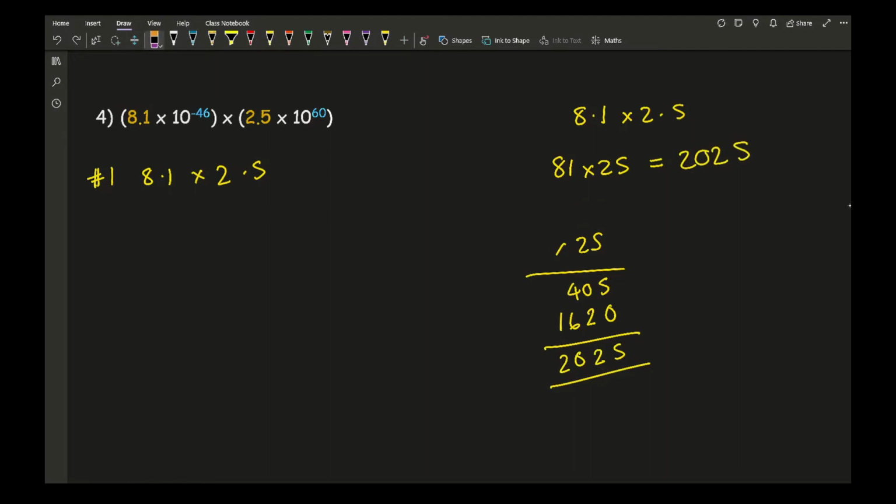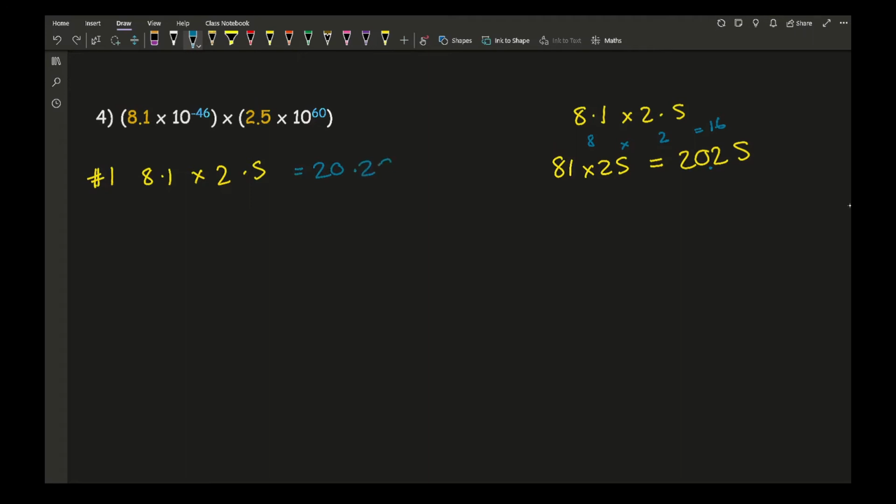And let's just get rid of this, just to show I'm not cheating using a calculator. Now, in terms of looking at this answer, well, that's roughly 8, that's roughly 2. So I'm looking for an answer that's close to 16. So I've got to put my decimal point somewhere where this becomes a number close to 16. So it's going to be 20.25.